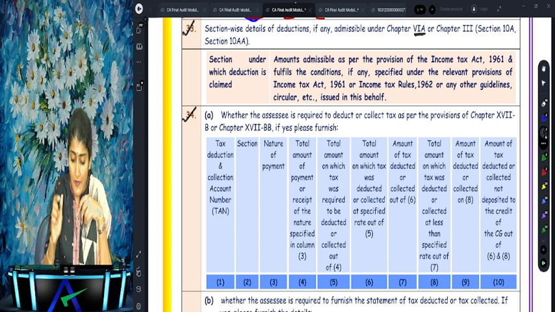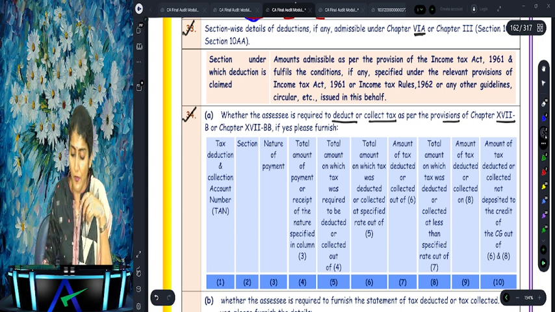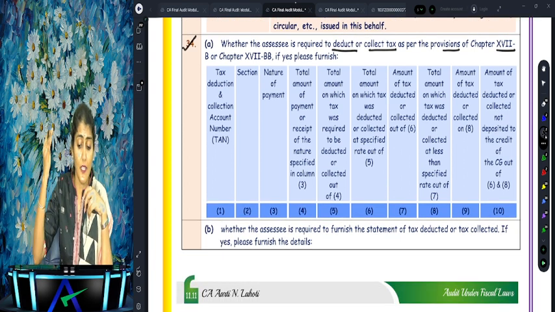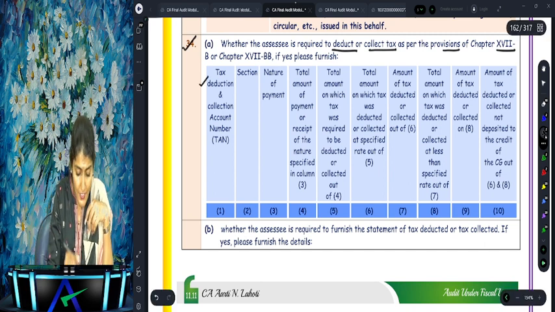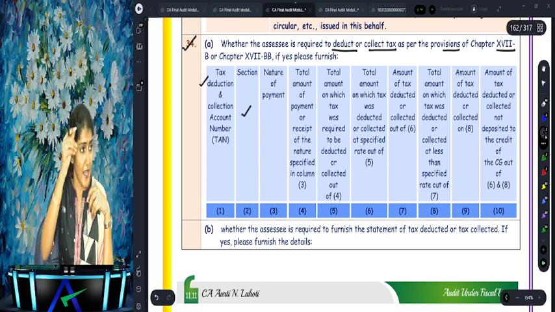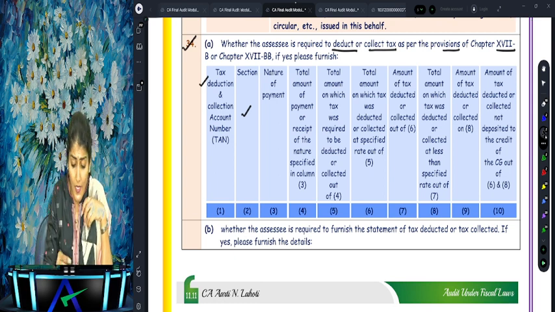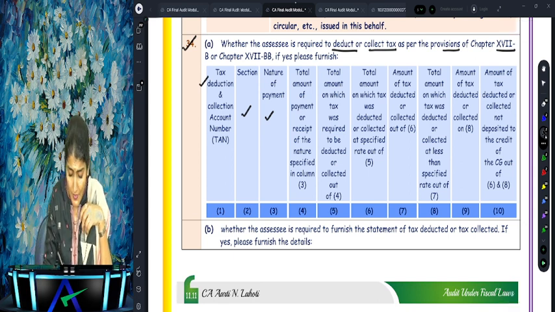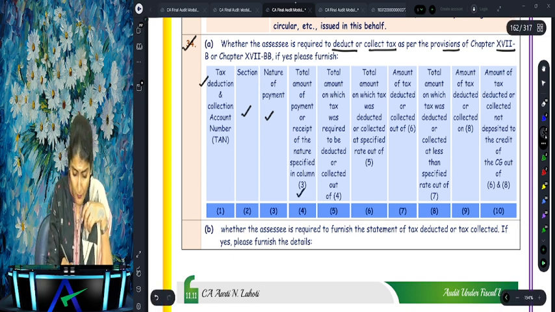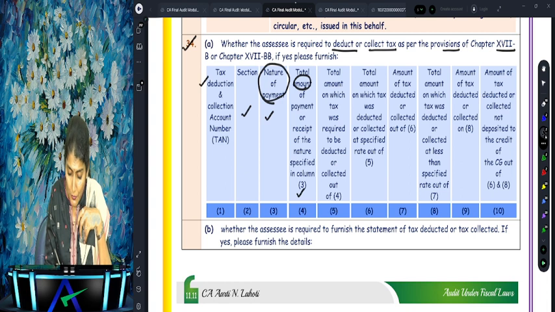Whether the assessee is required to deduct or collect any tax as per the provisions of Chapter XVII-B or XVII-BB. If yes, please furnish the details. Tax deduction and collection account number, section, that is 194 or 94, under which section the tax is being deducted or collected, nature of the payment, the total amount of payment or receipt of the nature specified in column 3. So what is the nature of the payment, what is the amount of the payment, the total amount on which the tax was required to be deducted.